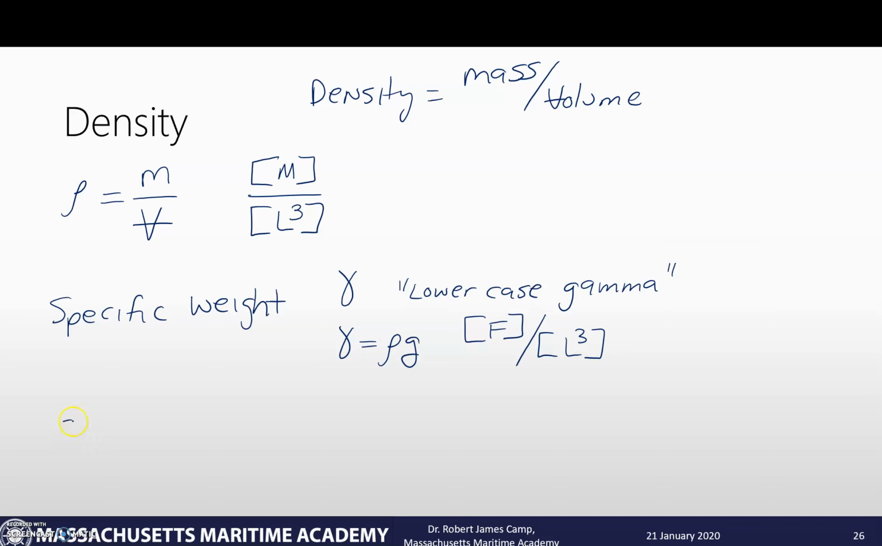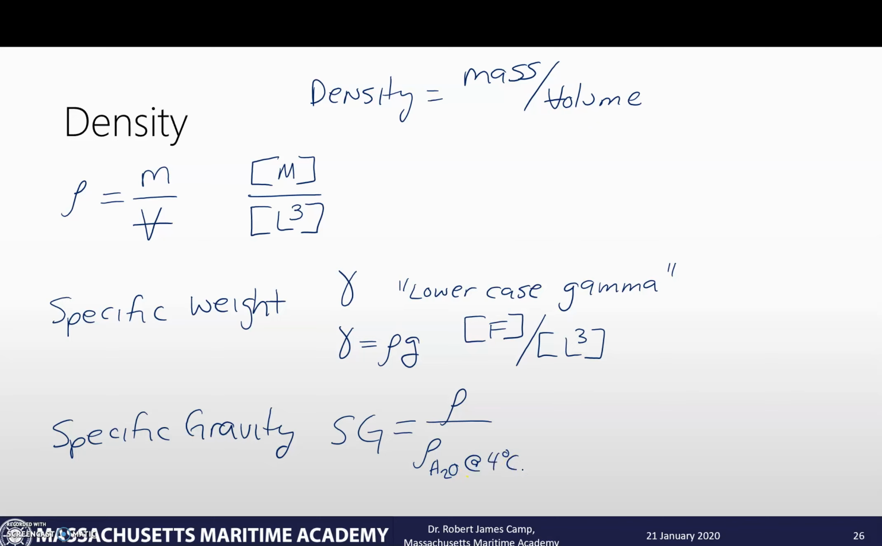And the third one that we have is what's called specific gravity. Specific gravity does not get a Greek letter, it's just SG. Specific gravity is a unitless parameter, which means there are no units associated with it. It's the density of the fluid that you're dealing with divided by the density of water at 4 degrees C. And since specific weight is density times gravity, you could also say this is the specific weight of your fluid divided by the specific weight of water at 4 degrees C.